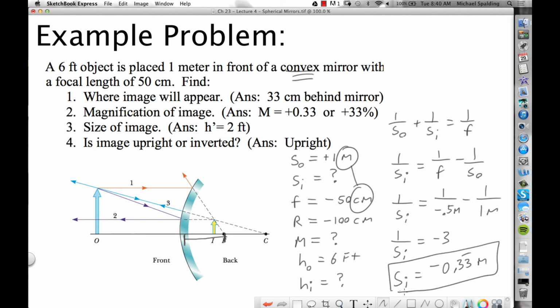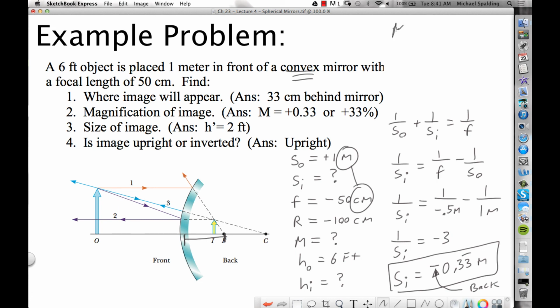Okay, dudes, what does this negative tell us? The fact that our image distance came out negative is huge. What is that telling us? The image will be where? In back. It'll be behind the mirror. Okay? All right, next question.